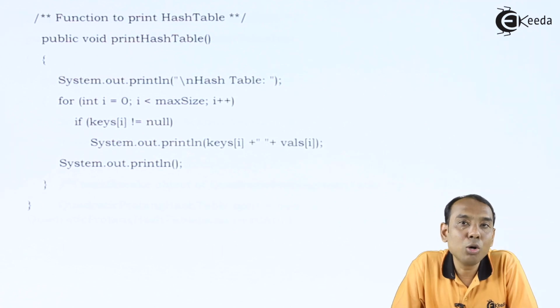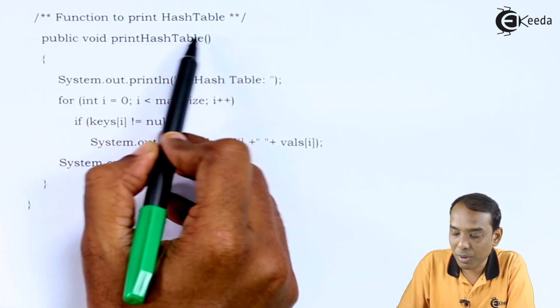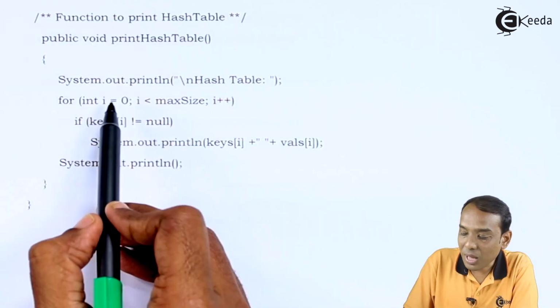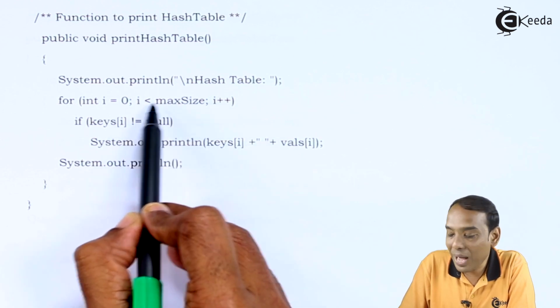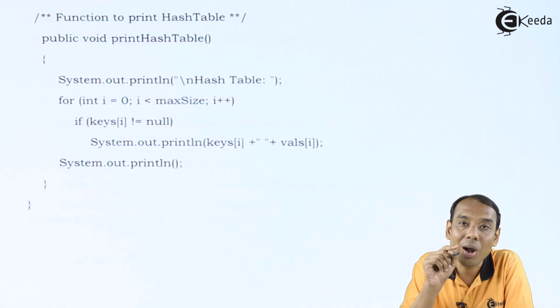Now we will look at how to print the hash table using the quadratic probing technique. The hash table consists of key value pairs. Let us look at the function. I have defined a function called printHashTable of return type void. I will start with i = 0 and go up till maxSize. This maxSize is defined by the user using the variable called capacity. Through the constructor we have passed the value of capacity to maxSize.